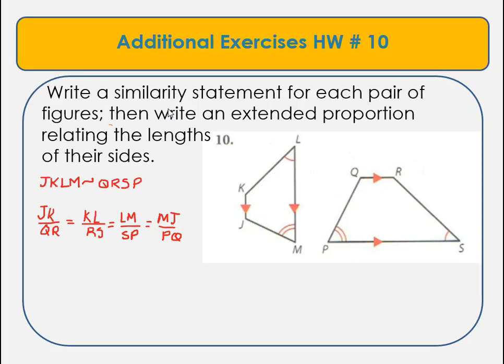So I'm going to start at J, and this is trapezoid JKLM, and it's similar to QRSP. Now you could start anywhere you want to. You could say MJKL and PQRS. The important thing is that you have the congruency marks in the correct spots. So M and P are congruent, and L and S are congruent, and you have your parallel lines that are each alternately congruent, so they have to be in the same spot.